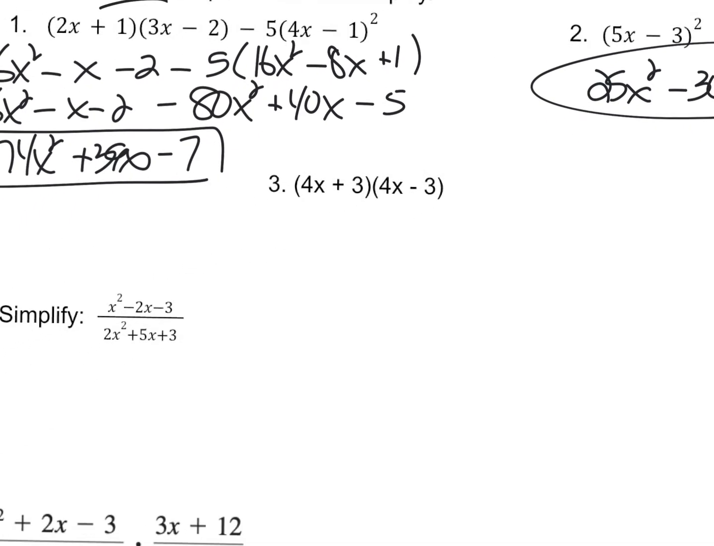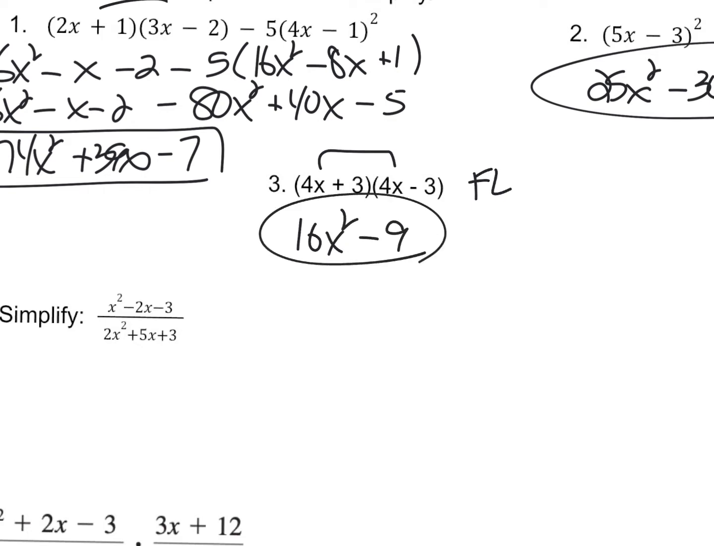Number three, these are conjugates. Anytime you're working on conjugates, just do FOIL, remember, first, last. If I do the two first ones, that's 16x squared. If I do the last, +3 times -3, it's -9. And that's the first three. I'm going to erase those and give me some room here for my next part.